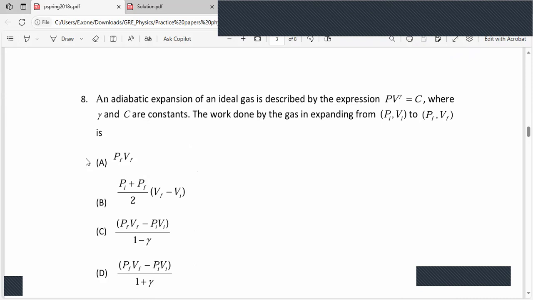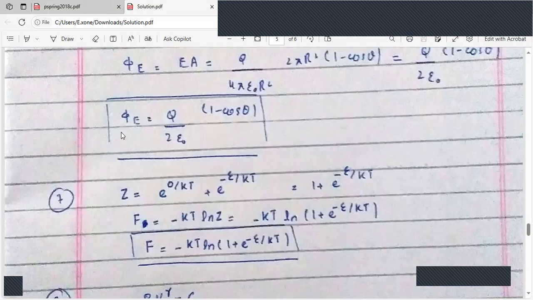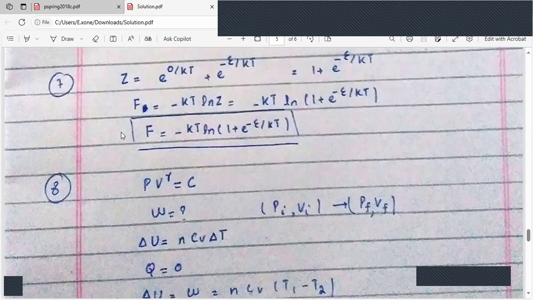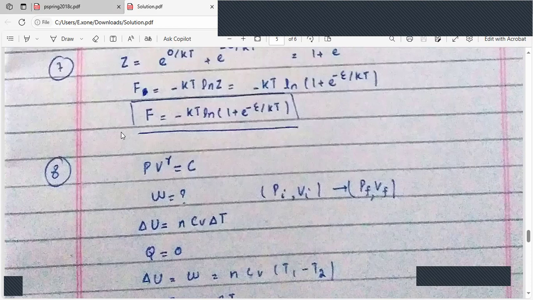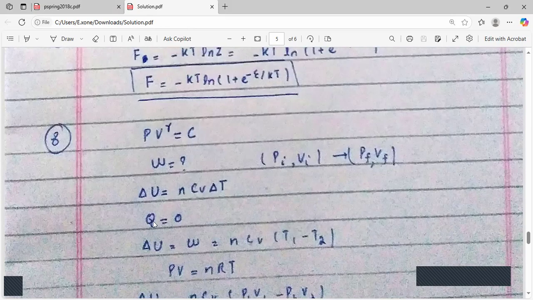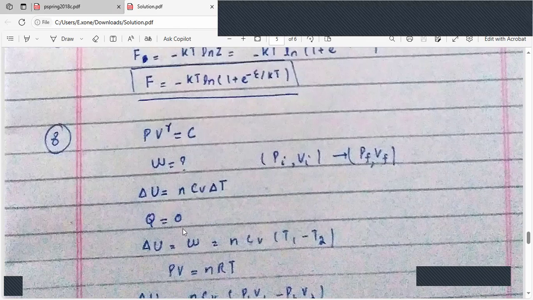So an adiabatic expansion of an ideal gas is described by this expression, where gamma and C are constants. The work done by the gas in expanding from this value of pressure and volume to this value of pressure and volume. So we want to find the work during the expansion of the gas. We know that in adiabatic expansion there is no addition or emission of heat, or you can say there should be no entry of heat.